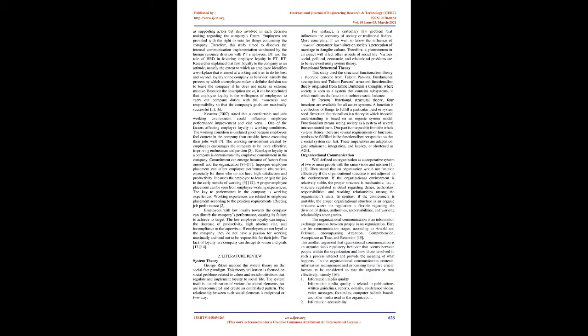Fundamental assumptions of Talcott Parsons' structural functionalism theory originated from Emile Durkheim's thoughts, where society is seen as a system that contains subsystems, in which each has the function to achieve social balance. In Parsons' functional structural theory, 4 functions are available for all active systems. A function is a collection of things to fulfill a particular need or system need. Structural functionalism is a theory in which its social understanding is based on an organic system model.